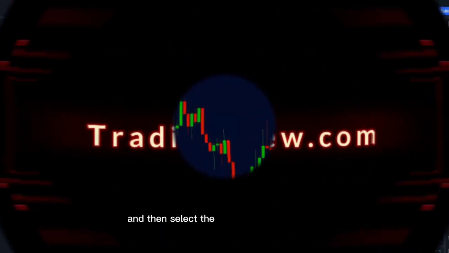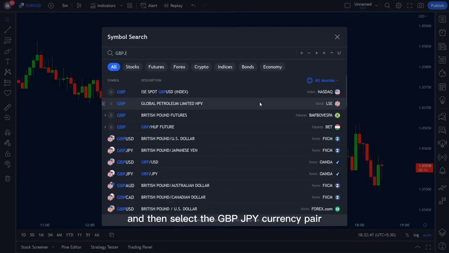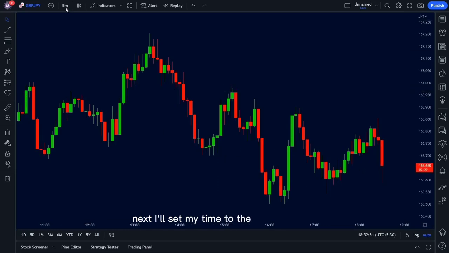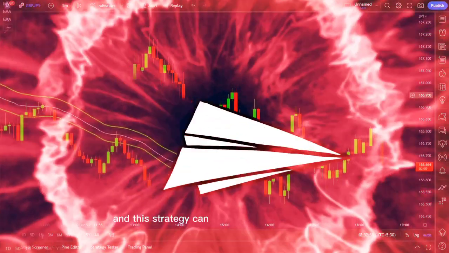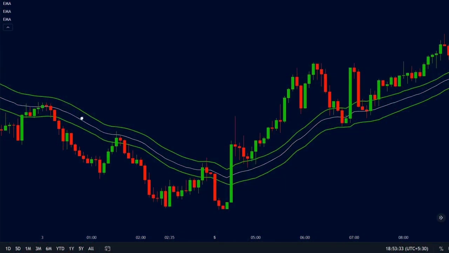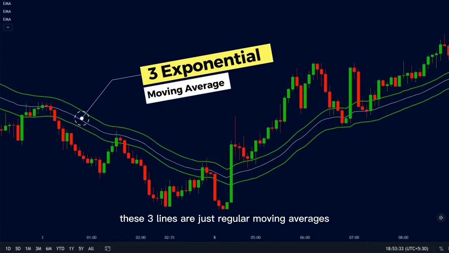First of all, open the tradingview.com website and then select the GBP/JPY currency pair. Next, I'll set my time to the 5-minute time frame for this strategy. But keep in mind that you can use this method on all time frames, and this strategy can be profitable on all of them. These three lines are just regular moving averages.